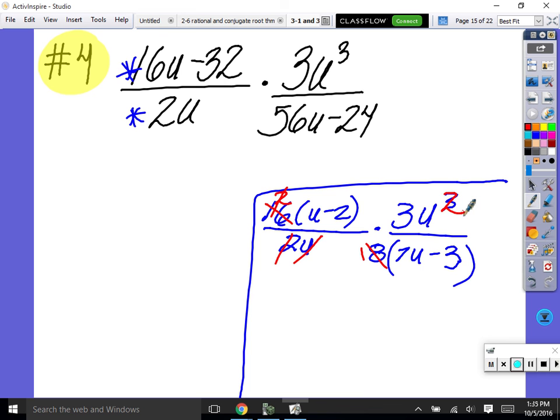Okay, so we've simplified everything we can. On top, there was a u minus 2 left, correct? There was a 3u squared. I'm just going to write that in front. They tend to write those kind of things in front. And then on bottom, we had a 1 and a 1 and a 7u minus 3, correct? This would be our answer.